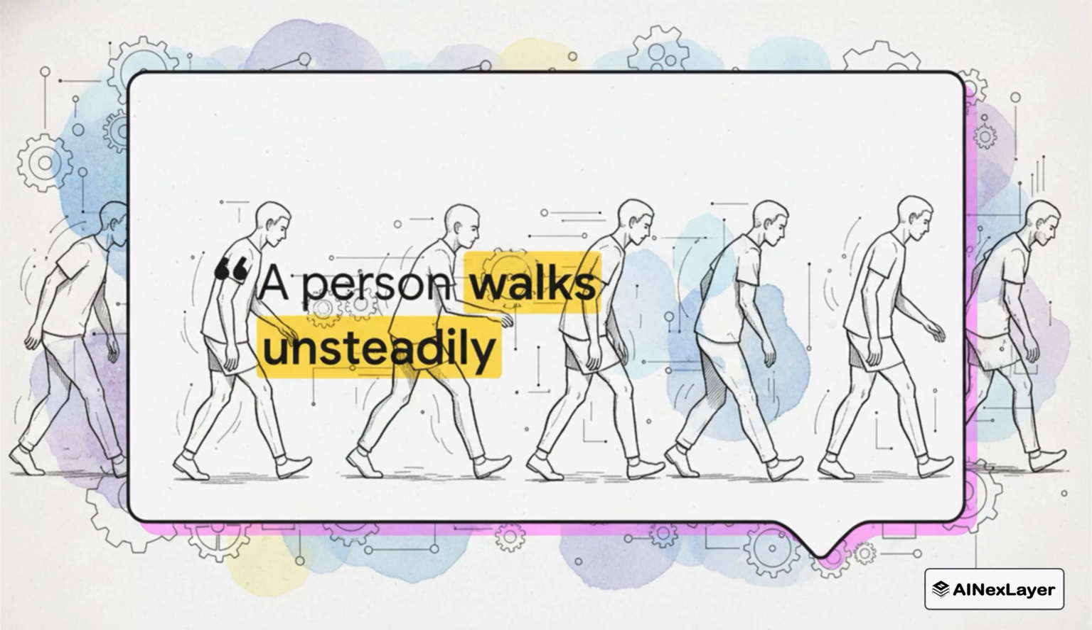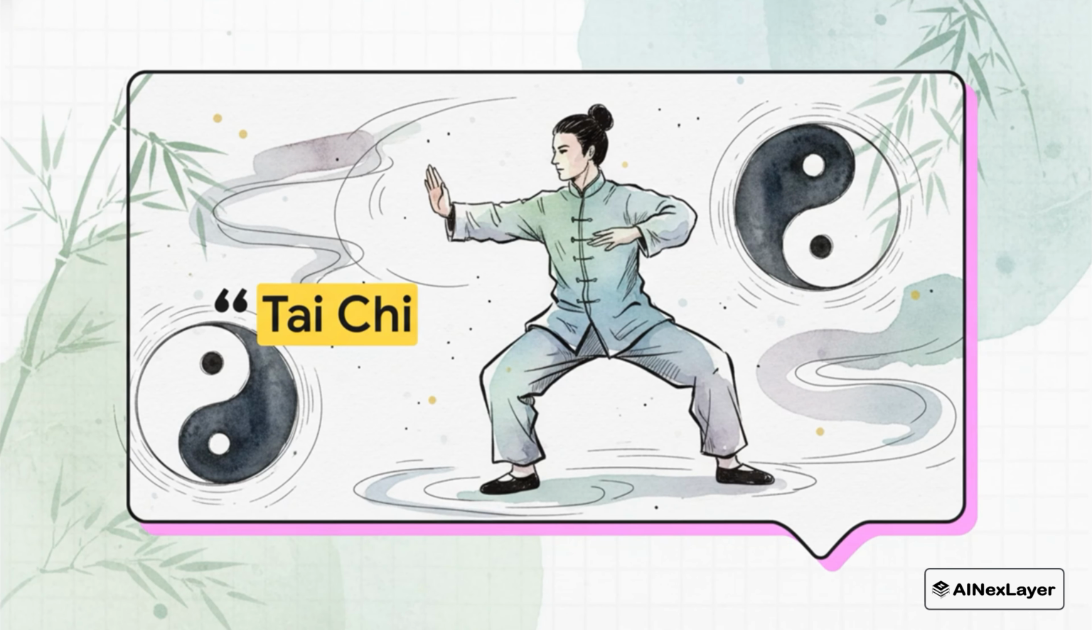But where it really shines is in the small details, the nuance. The prompt here is super simple. A person walks unsteadily. The result, though, is anything but generic. You can see the subtle stumbles, the little balance corrections, all those tiny details that make a movement feel genuinely human.